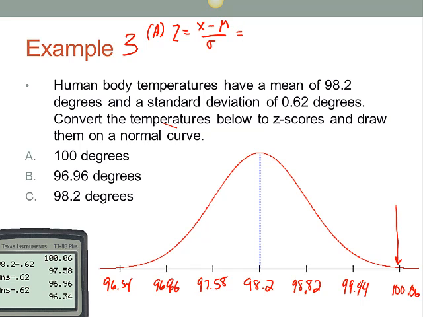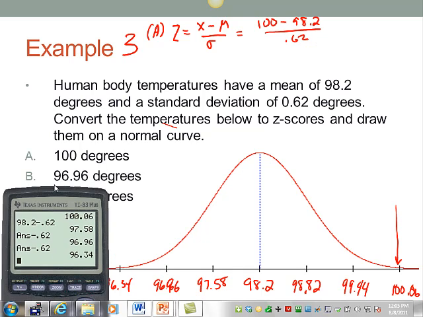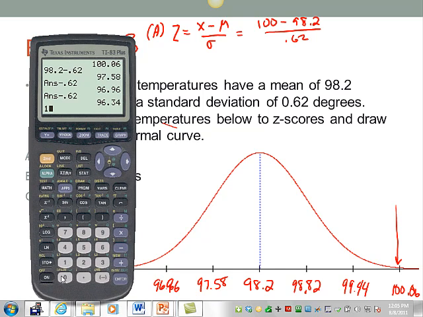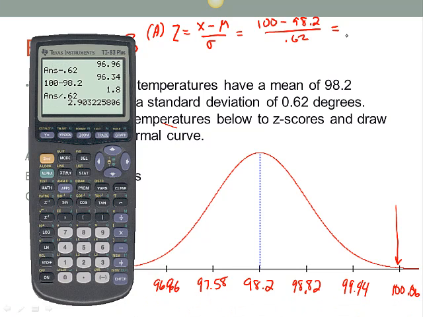So what are we going to have here? X, which is 100, minus 98.2 divided by 0.62. Let's crack our calculator out. We'll do 100 minus 98.2 equals, and then hit divided by 0.62. And we get 2.9. Is that shocking? No, because we drew our curve out, we expected something a little bit below 3, right?